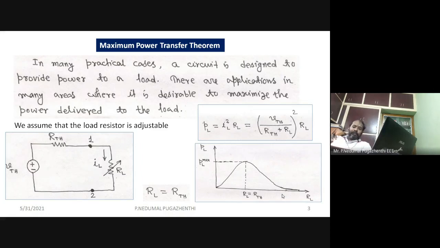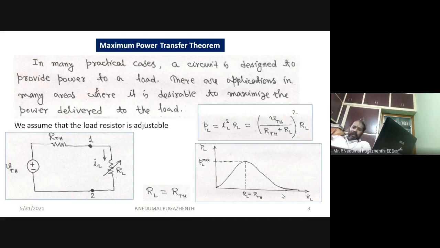And in some applications, desirably, we have to maximize the power delivered to the load. There is a requirement that a particular given load should get the maximum power from the provided source. In that case, what is the condition so that maximum power is transferred from the source to the load?